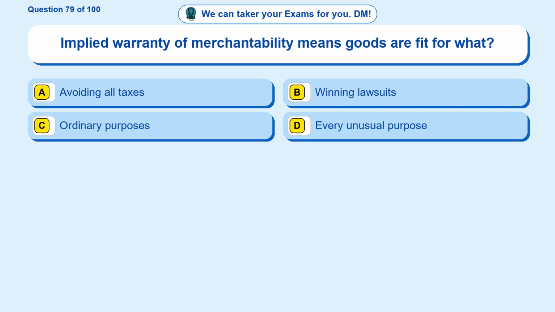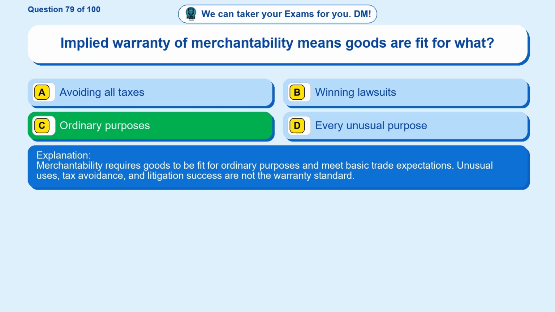Question 79. Implied warranty of merchantability means goods are fit for what? Option A. Avoiding all taxes. Option B. Winning lawsuits. Option C. Ordinary purposes. Option D. Every unusual purpose. The correct answer is option C. Ordinary purposes. Merchantability requires goods to be fit for ordinary purposes and meet basic trade expectations. Unusual uses, tax avoidance, and litigation success are not the warranty standard.